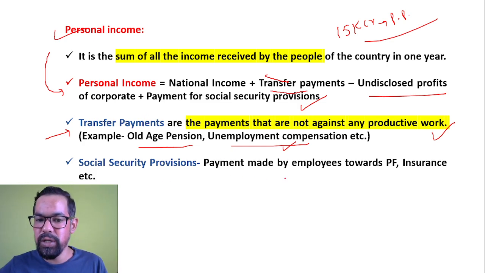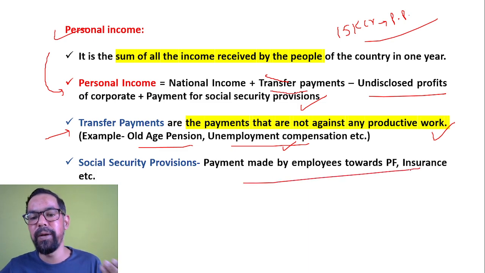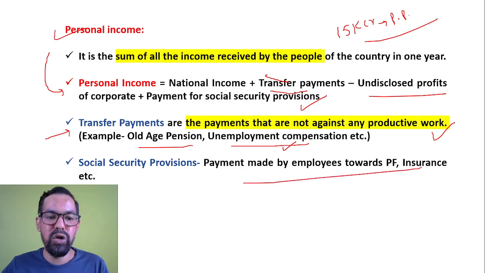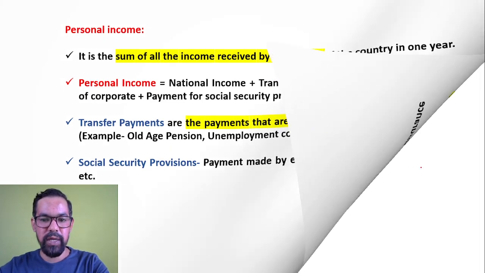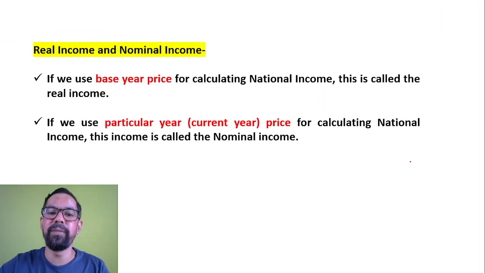And if you talk about social security, payments made by the employee towards PF contribution, EPF, insurance and all, that is social security provisions. So if you add these particular things, the outcome is your personal income. Okay, now next one, guys: real income and nominal income.